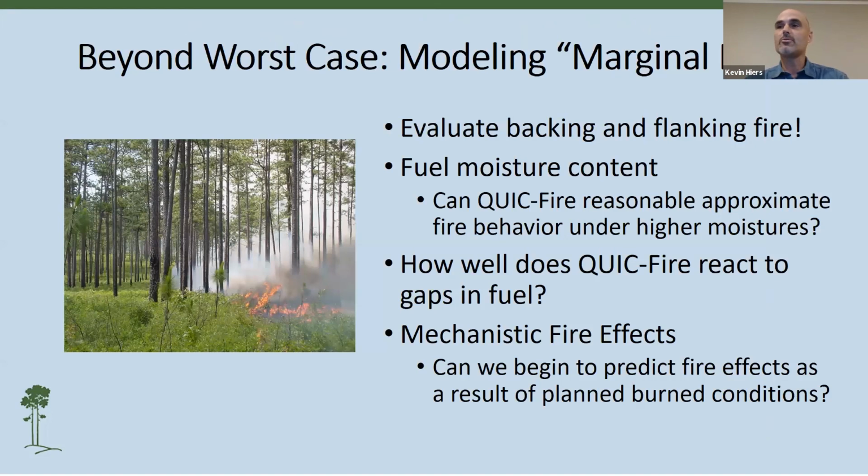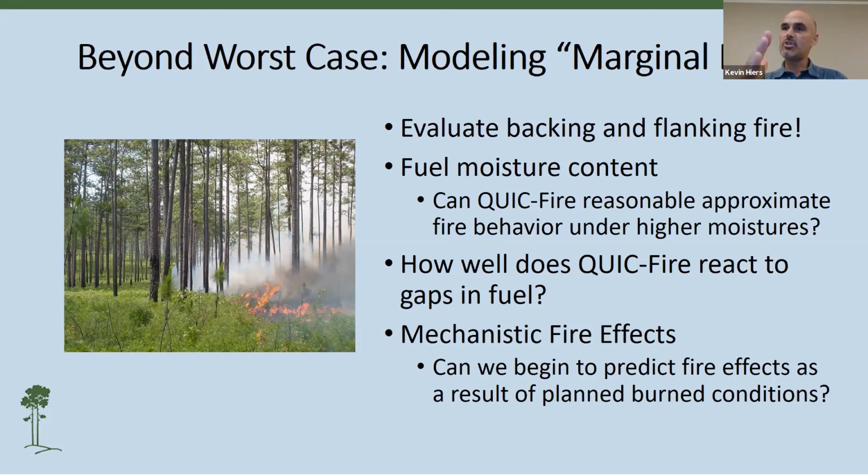Lastly, I want you to also consider marginal fire. It's a catch-all term we're using to describe both backing fire, flanking fire, fire under conditions that may be not the worst case scenario. The reason why they're important is that those crown streets that you saw in the Spring Hill fire run are created by variations in the wind field.